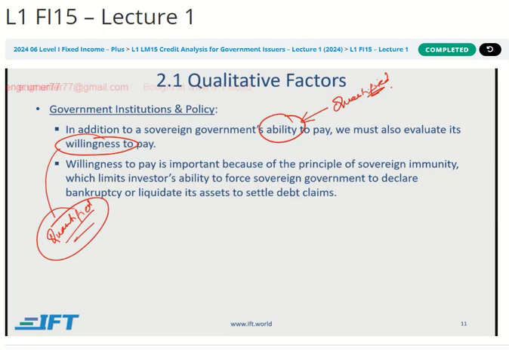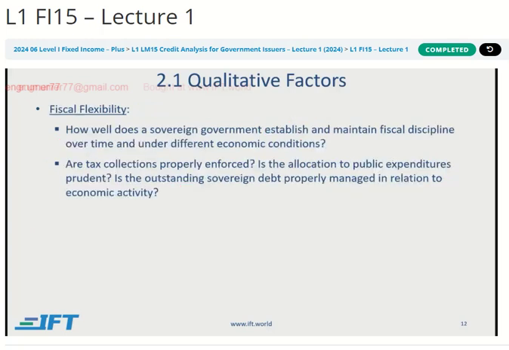And why is this so important? Because of the principle of sovereign immunity, right? You cannot force them. Or, I mean, it's really hard for you. There are serious limitations on the investor's ability to force them to declare bankruptcy to liquidate its assets to settle claims.